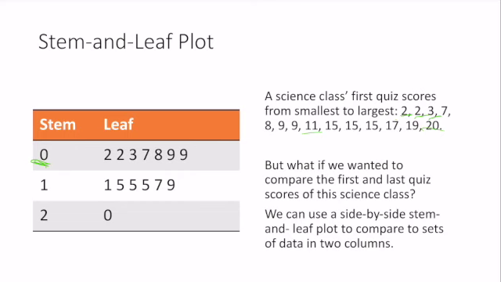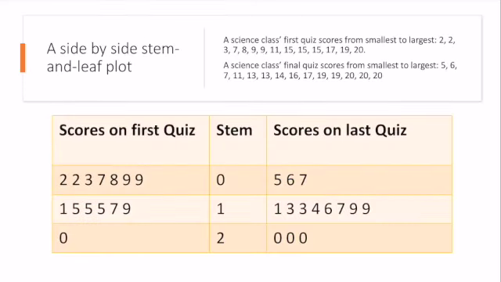So here's a science class's first quiz scores. And here are their final quiz scores. Okay? I can make a side-by-side stem and leaf plot. So I have scores on first quiz, scores on last quiz, and we can see that more students got 20s, which is, this is a quiz out of 20, than originally, and we don't have any more grades like 2s. Okay? So our students did improve over the course of the semester.